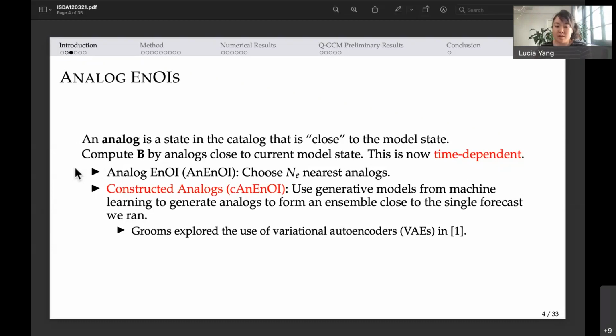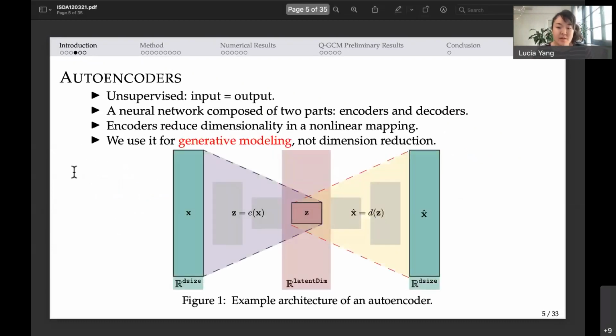And it's good that we kind of already got a really good introduction to what variational autoencoders are in the first talk. So that gives me a little bit less to do, I guess. Yeah, so, but let's just kind of review what they are. Autoencoders are a specific type of neural network that have two parts, encoders and decoders. And typically the encoders reduce the dimensionality in this nonlinear mapping. And the second half, the decoding, is kind of where the generative modeling part comes in.